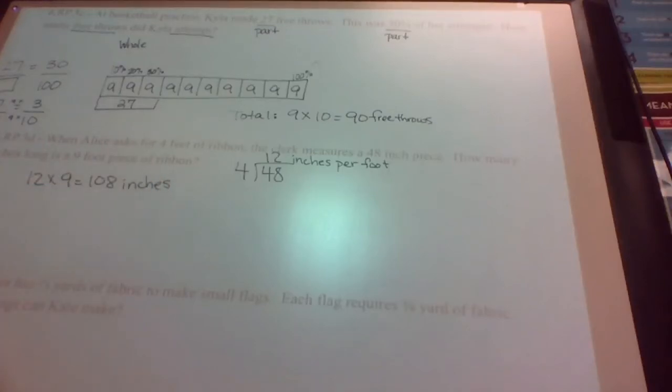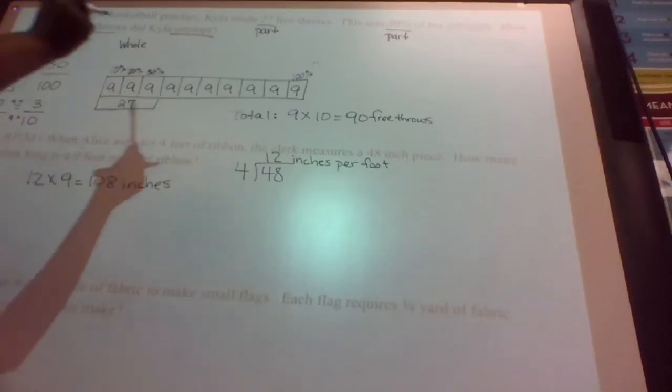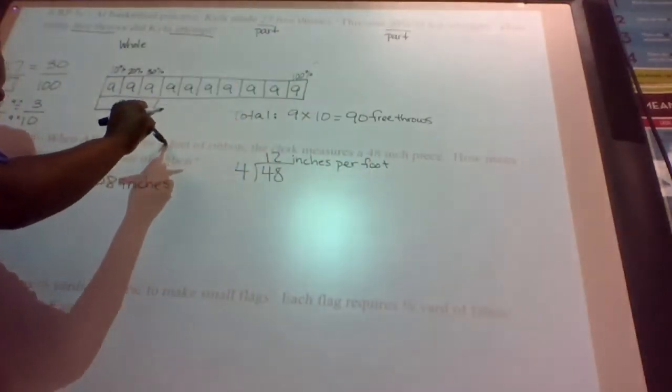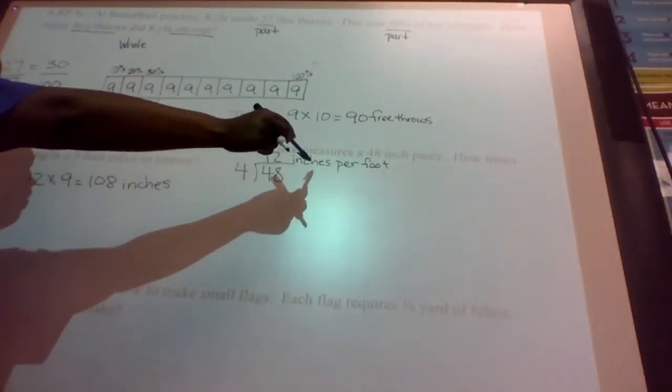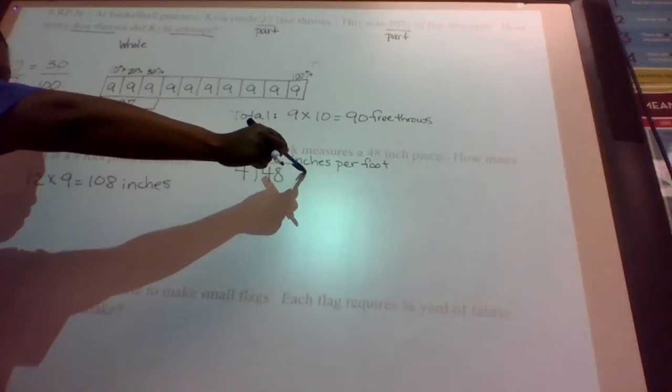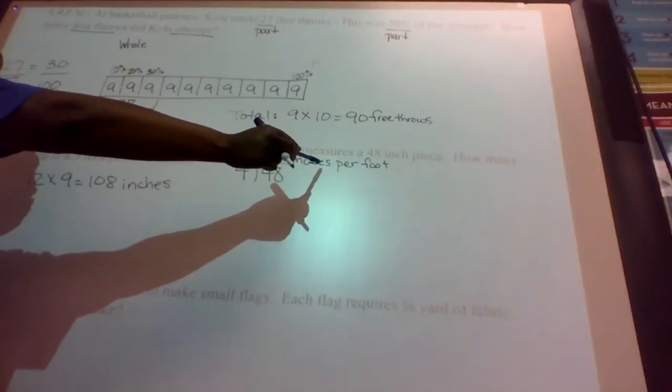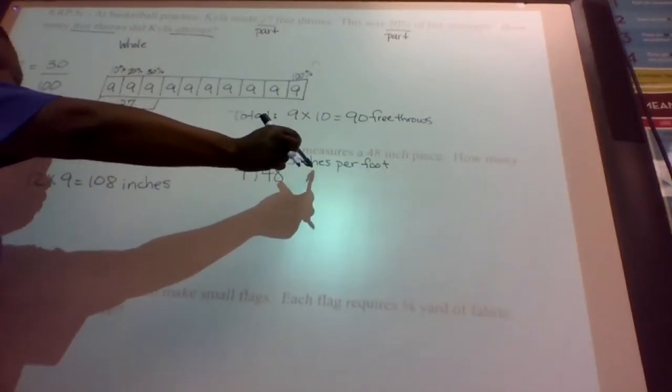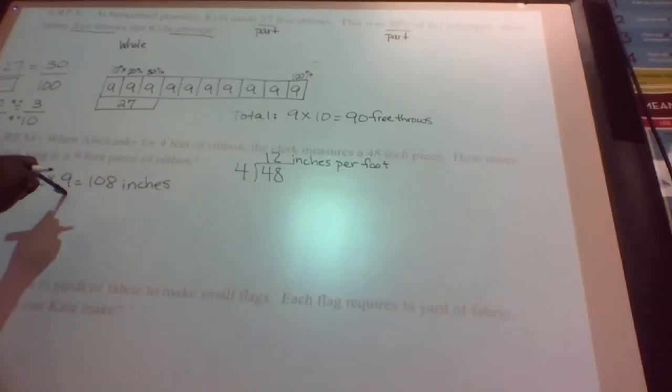Okay. So that's the answer to number 4. They gave you a ratio, 48 inches, 4 feet. So I divide to find my rate. My rate is 12 inches per foot. So I take my rate and multiply it by 9, and that's how I get my answer. You can do the chart. It's fine.